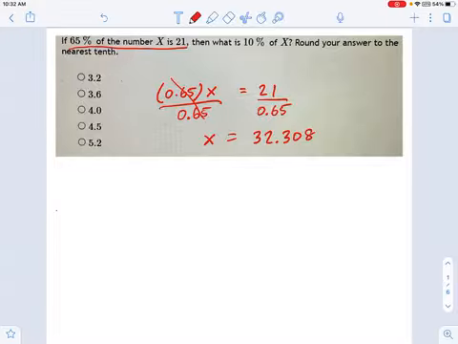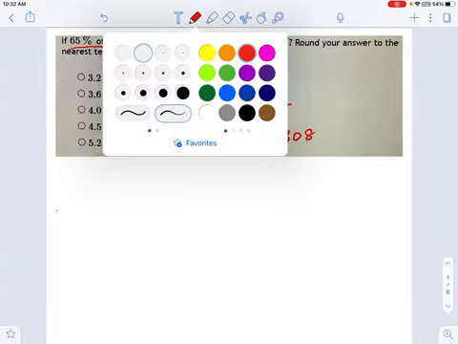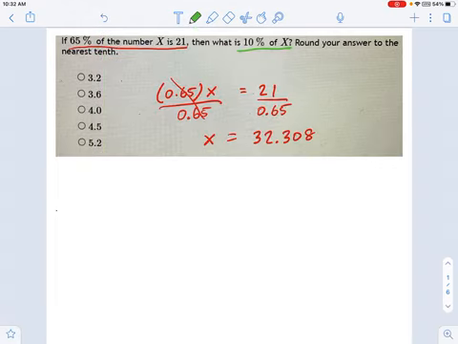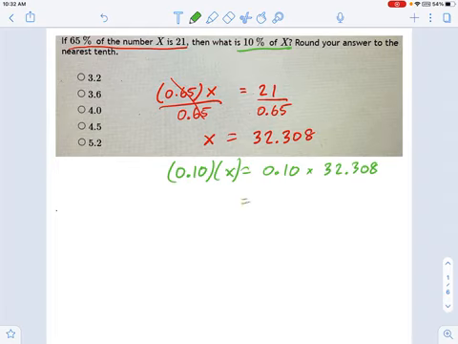Great. So what is 10% of x? Well, that's the next step. 10% of x just means you take literally 10% and you multiply it by x. Okay, well that's going to be, why do I have so many parentheses here. That's going to be 0.10 times 32.308. Okay, which equals 3.2308, like that. And oops, looks like my original estimate that 3.2 was too low.